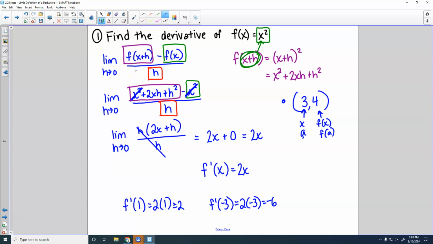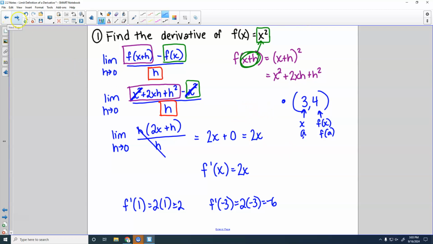Would you plug in, like, for f of x minus f of a, you would just plug in the y value to that? Yes, because the f of a is just the y value if it's given to you. Sometimes it's not given to you and you have to plug in and find it for that.